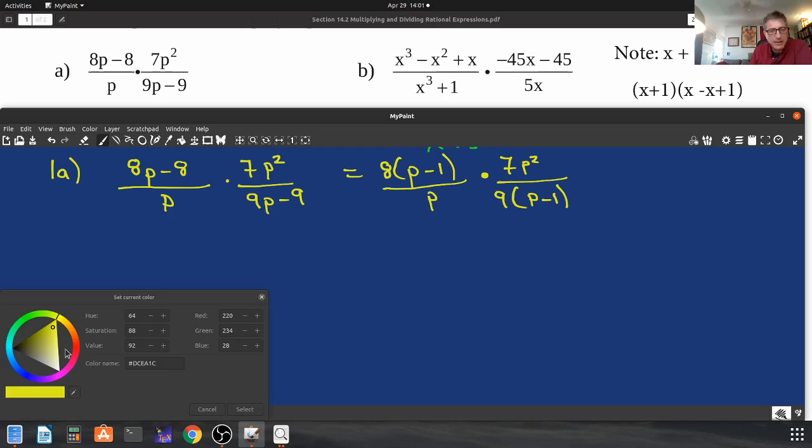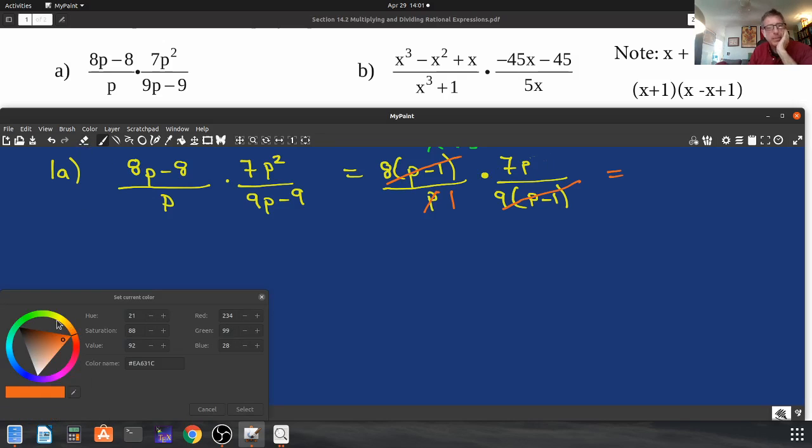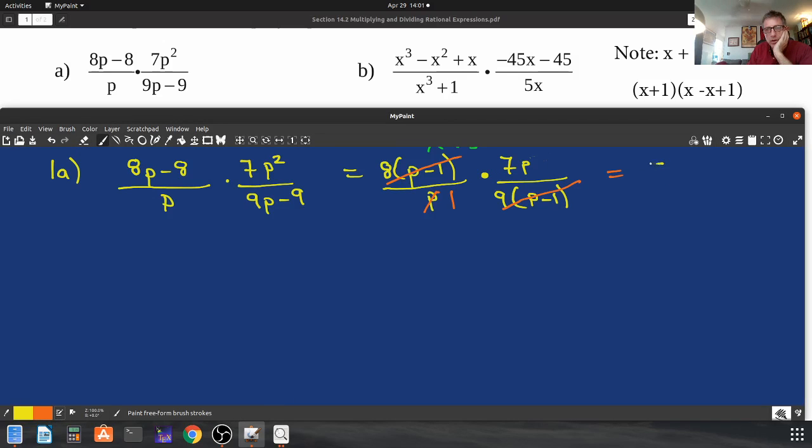Now let's see if we can cancel out anything. P minus 1 is an entire factor, and it's found in both the numerator and the denominator. P squared is just p times p, and p times p divided by p just gives me a p. So the end result, after I've canceled it out, is just p times 8 times 7, which is 56.